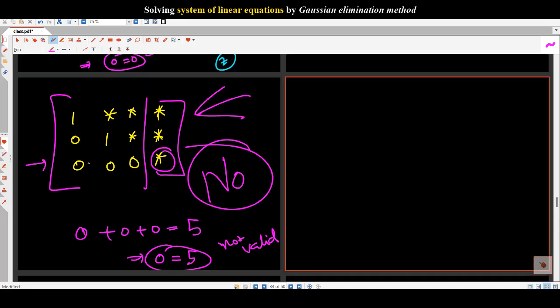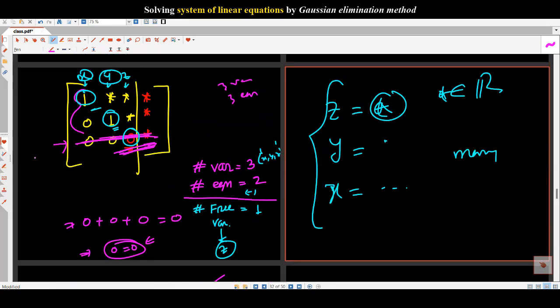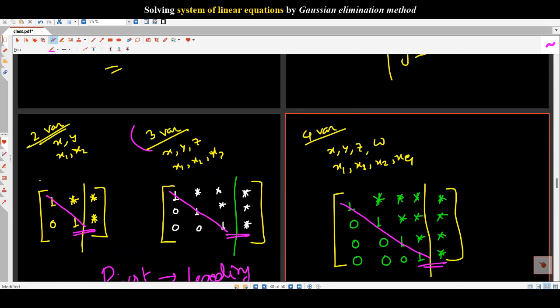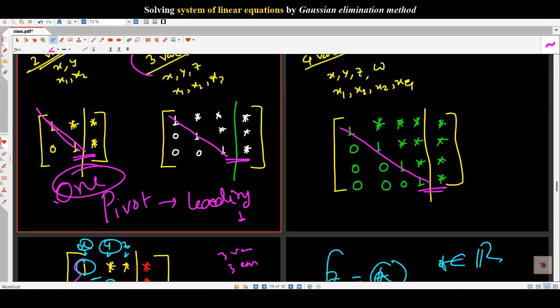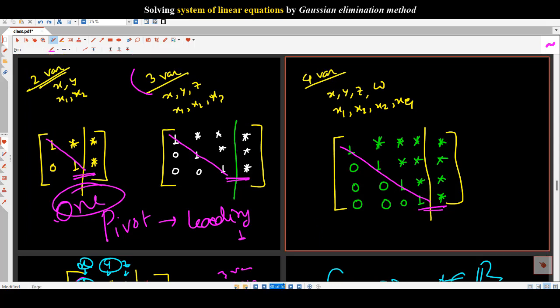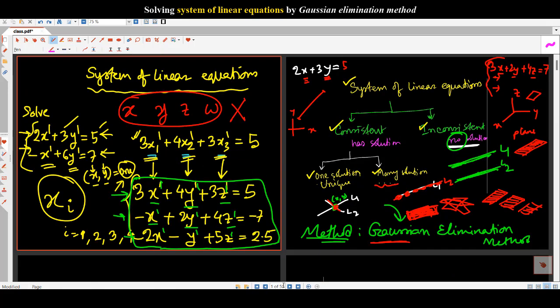So these are the 3 cases that you will have: no solution, many solutions, and one solution. For one solution you will get a complete upper triangle, and all the diagonals will be 1, 1, 1. So this is the theoretical approach.